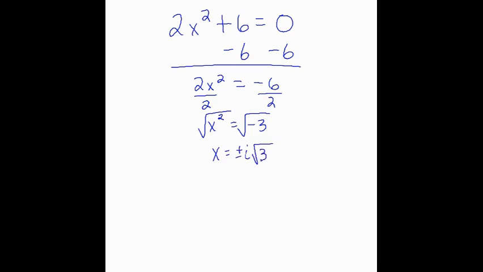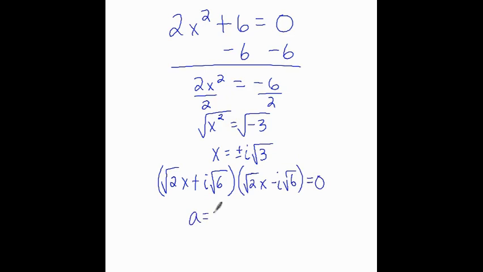Now, if you wanted to do this as a sum of squares, it would look a little weird. It'd be square root of 2x plus i root 3, and then square root of 2x minus i root 3. I doubt anybody would want to go through that torture right there. Or sorry, not 3, 6. I'm following the same procedures. Or you could use the quadratic formula with A being equal to 2, B being equal to 0, and C being equal to 6. And that's it.